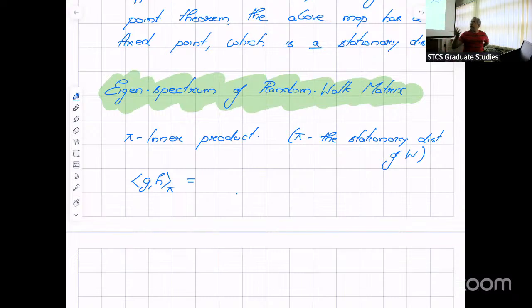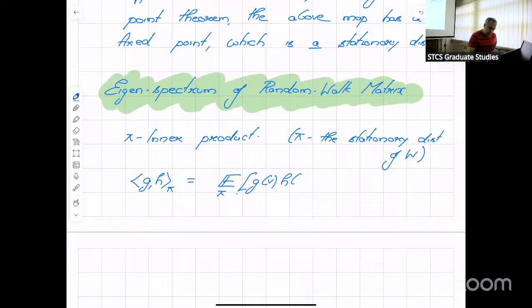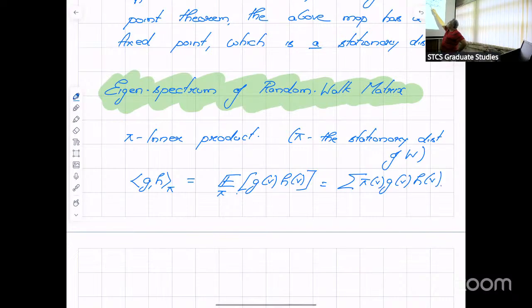Eigenvalues will be the same, and we will talk about right eigenvectors and left eigenvectors. Eigenvalues, of course, will be the same set of eigenvalues. So for two functions G, H, we will now define the inner product as the expected value over pi of G(V) H(V), or equivalently the summation over V of pi(V) G(V) H(V). Is that clear?